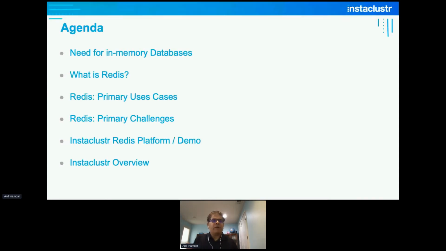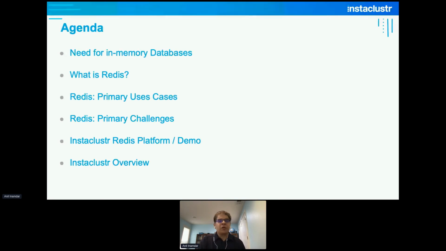All right, so this is a brief agenda. I will talk about the need for in-memory databases. Why do we need in-memory databases to begin with? Then I will talk about what is Redis. Then we'll look at some of the primary use cases for Redis. Then I'll discuss some of the challenges. We'll talk about the InstaCluster Redis platform and do a quick demo. This is our Redis platform, I will share that with you. I will give you a brief overview of InstaCluster as a company, and that's about it. And if you have any questions, you can reach out to me.